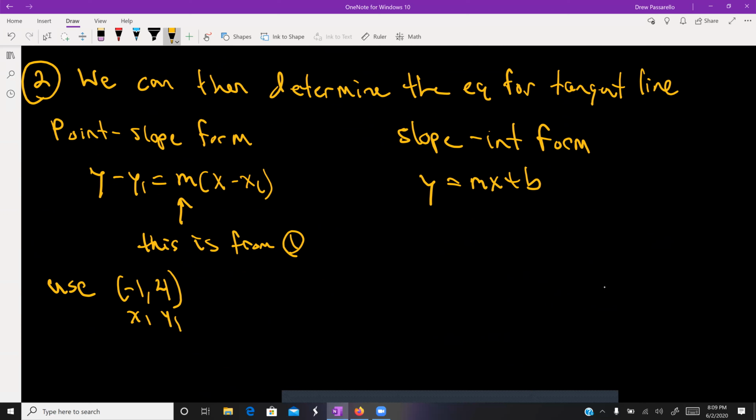And then basically you'll have your equation after that. So that's the easiest way, just put it in point slope form. That's how I'm going to do it. And then I'll write down what the answer would be in slope-intercept form.